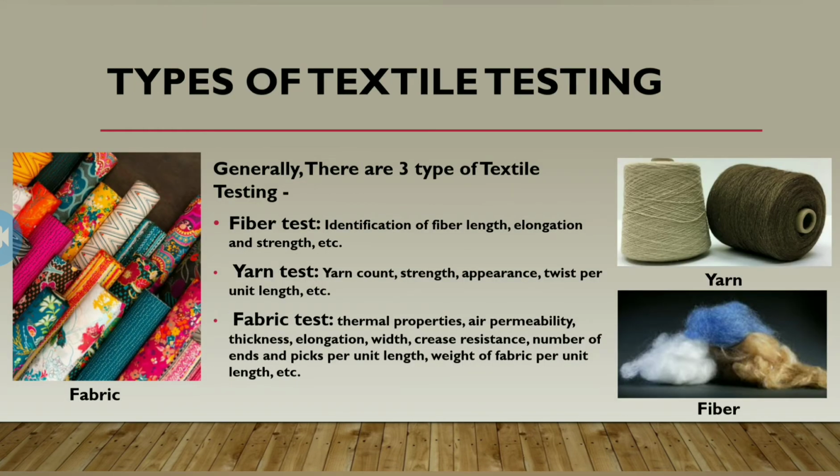Types of textile testing. Generally, there are three types of textile testing. Fiber test: identification of fiber length, elongation and strength etc. Yarn test: yarn count, strength, appearance, twist per unit length etc. Fabric test: thermal properties, wear, permeability, thickness, elongation, width, crease resistance, number of ends and picks per unit length, weight of fabric per unit length etc.